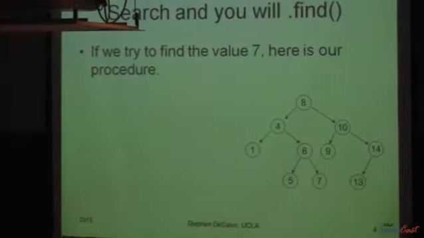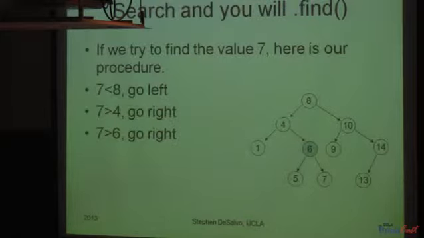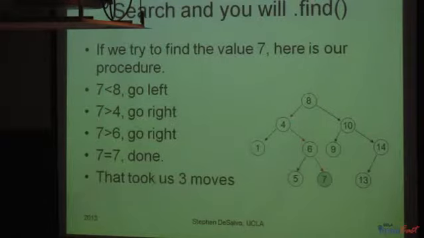The procedure is the following. First, 7 is less than 8. Go left. In other words, forget about every single element on the right. Now, 7 is larger than 4. Go right. In other words, forget about everything to the left of 4. 7 is bigger than 6. Go to the right. 7 equals 7, done. So even though there's about 10 nodes in our tree, we've only had to do about 4 comparisons. This is a very small example, but it took us basically 3 moves, or 4 comparisons.